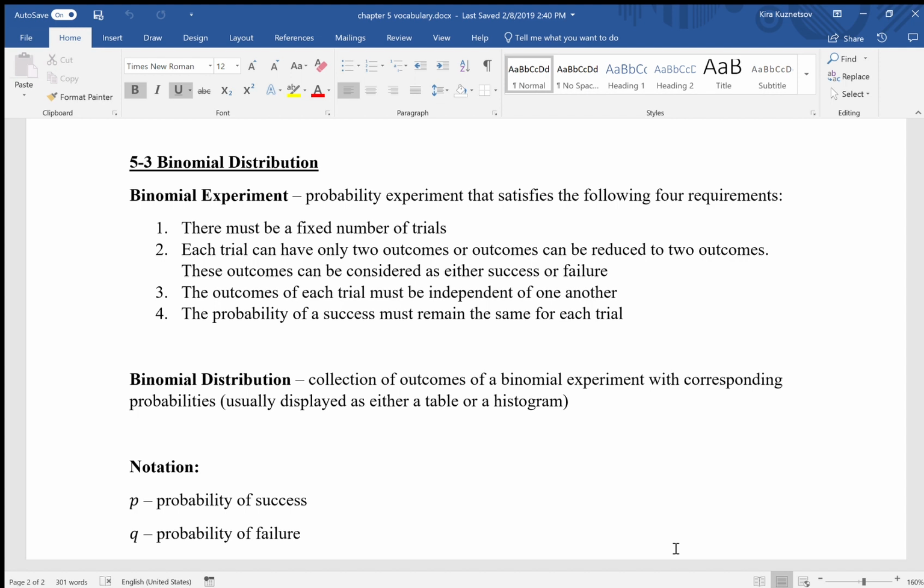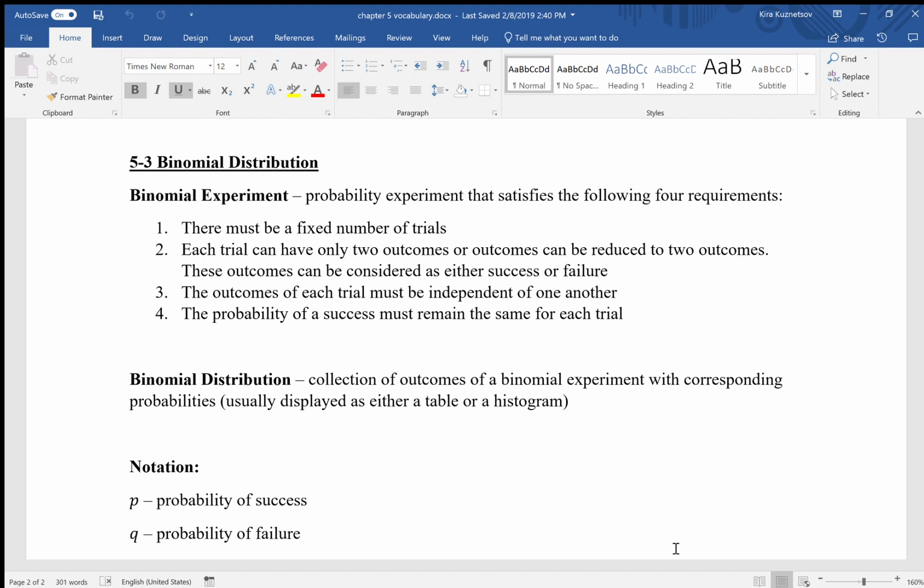Each trial can have only two outcomes, or outcomes can be reduced to two outcomes. These outcomes can be concluded as either success or failure. So in mathematics, we define success as something that you are looking for. So let's say I'm interested in somebody losing, so that's going to be my probability of success. So be careful. Sometimes the wording can get you.